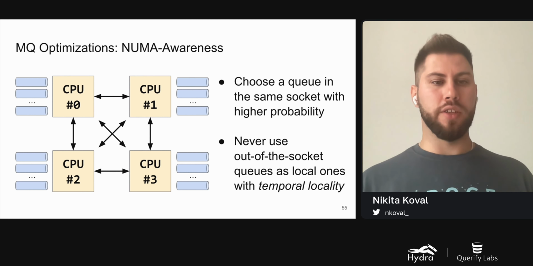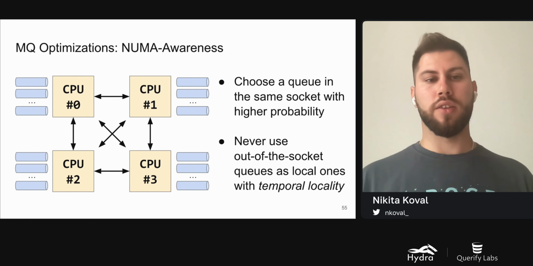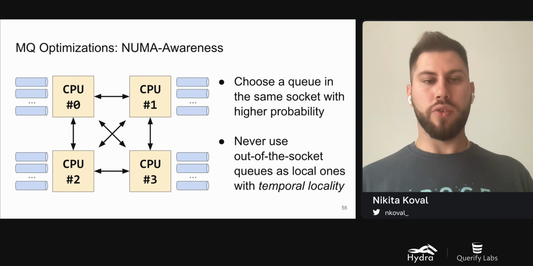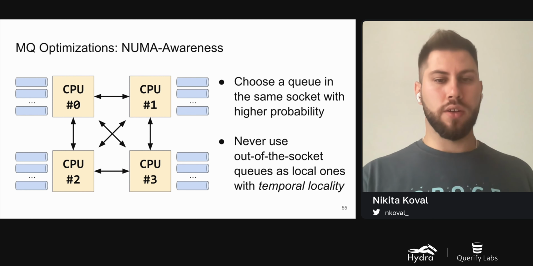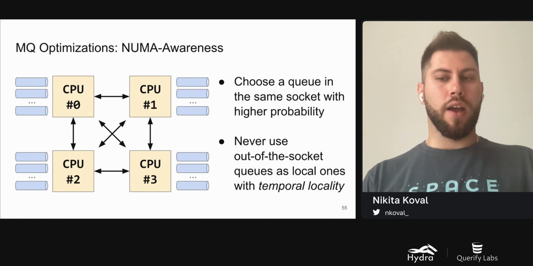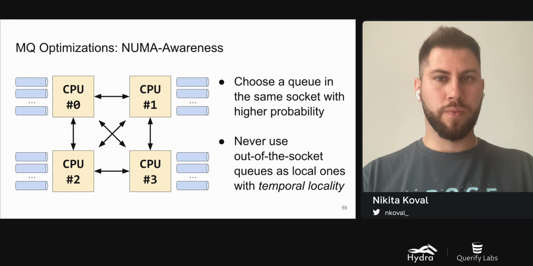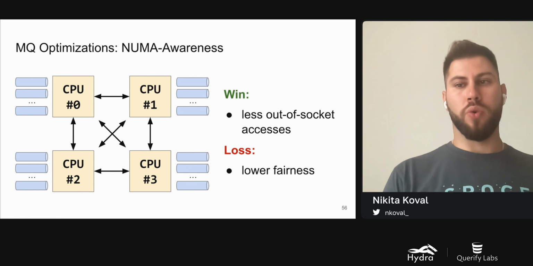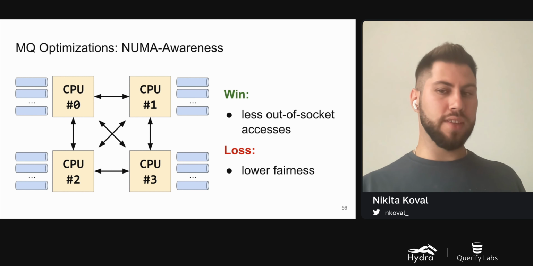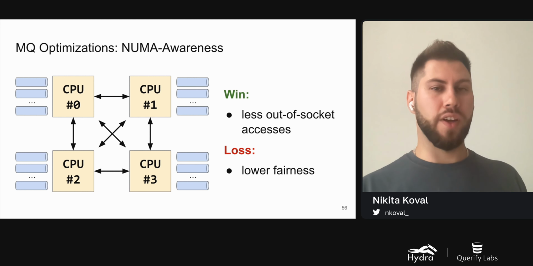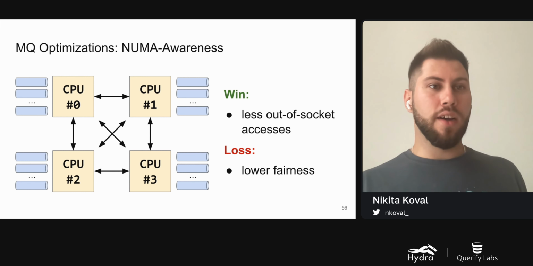We can do this with much lower probability. So we work with the queues assigned to the current CPU usually, and sometimes we check other queues. And we of course should never use out of the socket queues as local queues for the temporal locality optimization. Okay, so we of course win by performing less out of socket accesses, but we lose some fairness. So there were different optimizations, and let's see how they work.